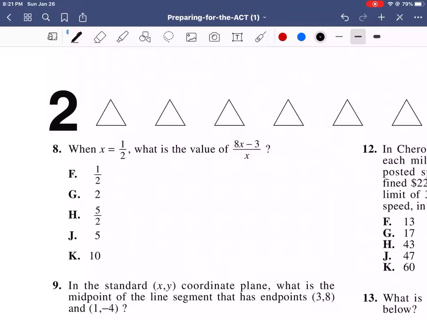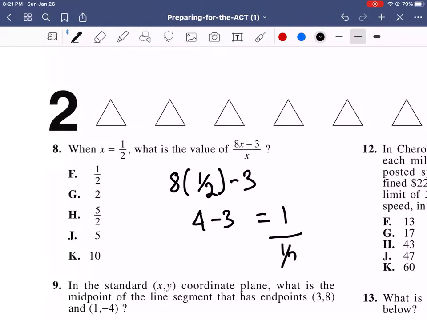When x equals 1/2, what is the value of 8 times x minus 3 over x? So what I'd do is I'd plug in 1/2 into the numerator. So 8 times the quantity of 1/2 minus 3, that's 4 minus 3, and that equals 1. And then you get 1 over 1/2 when you replace x with 1/2.